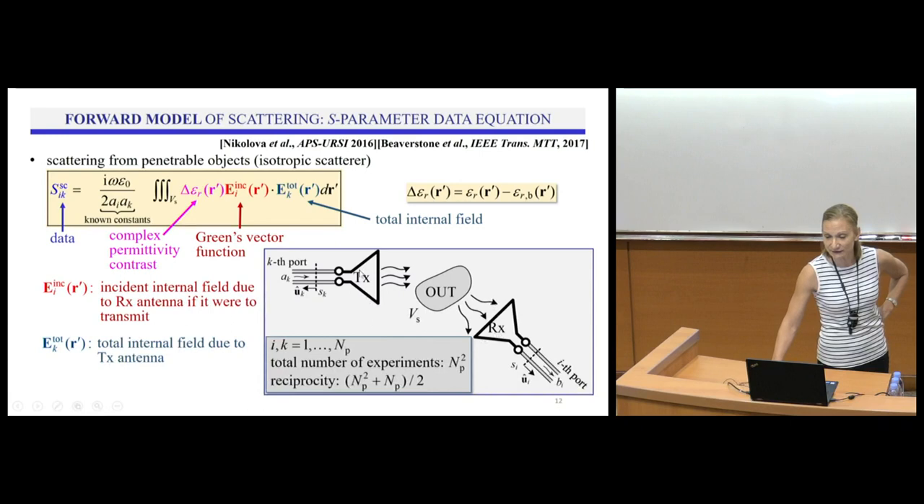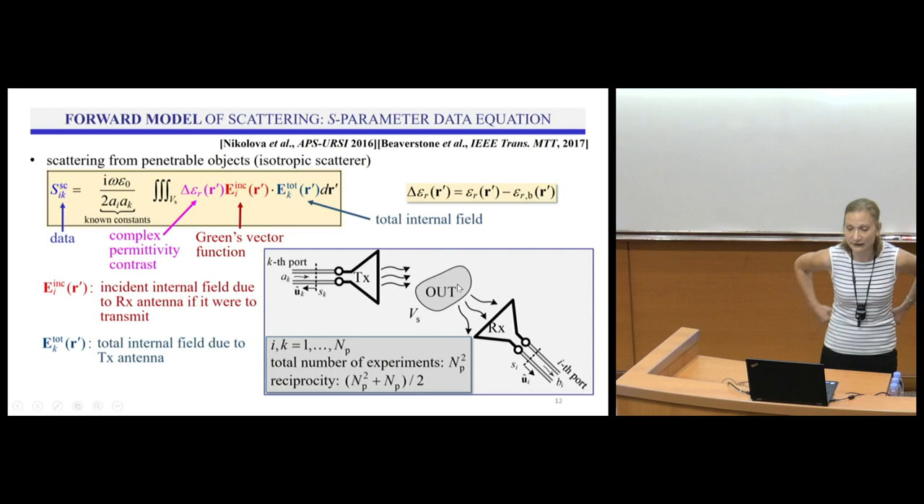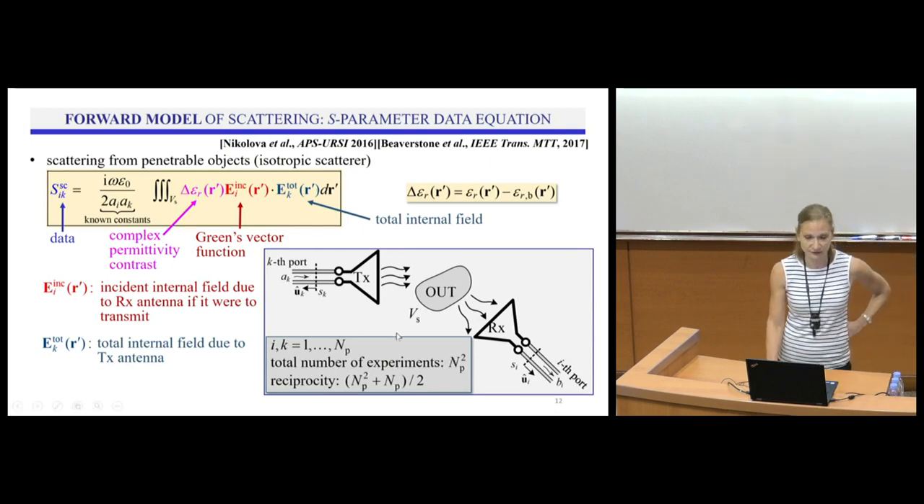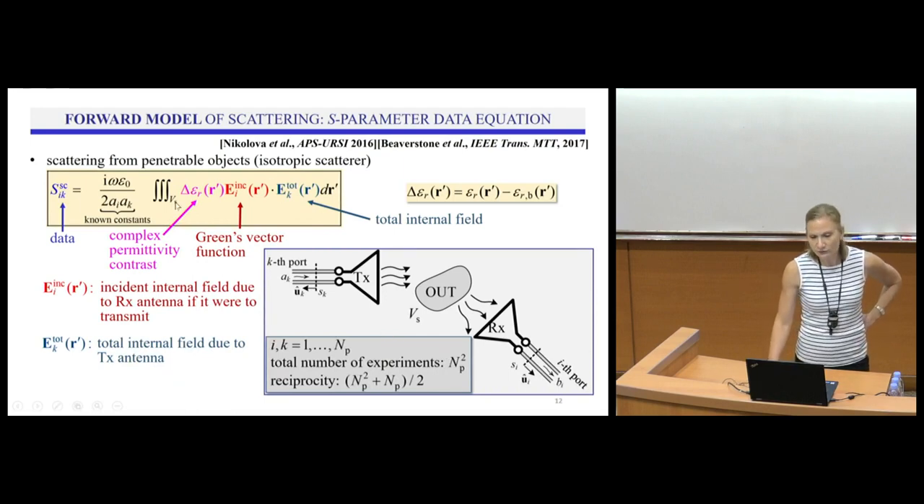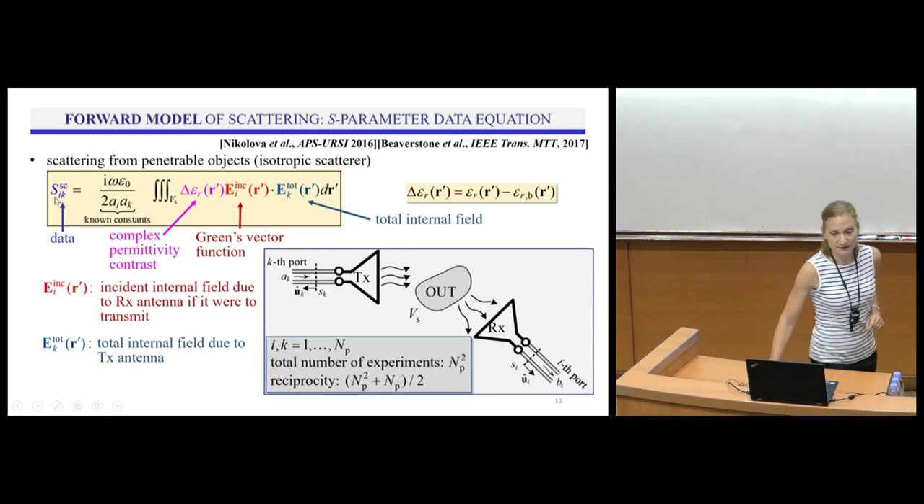And this is illustrated here, where the transmitting kth port is connected to a transmitting antenna, and the ith port is connected to the receiving antenna, and the scattering is occurring at the object under test, which is inside the region of interest, V_S, for scatter. So, not that long ago, we developed at McMaster a quantitatively accurate forward model for scattering parameters. And the constants in front of the integral are known. I'm not going to explain what is what. The point is, you know these constants.